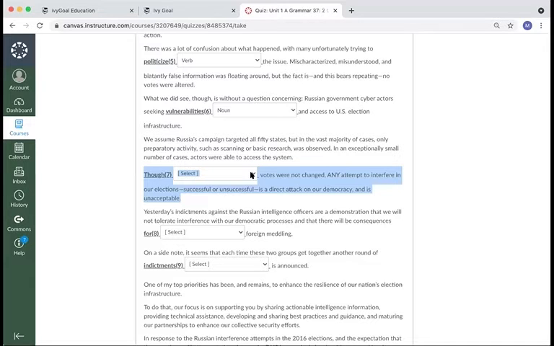The votes will not change. Any attempt to interfere in our elections, successful or unsuccessful, is a direct attack on our democracy and is unacceptable.